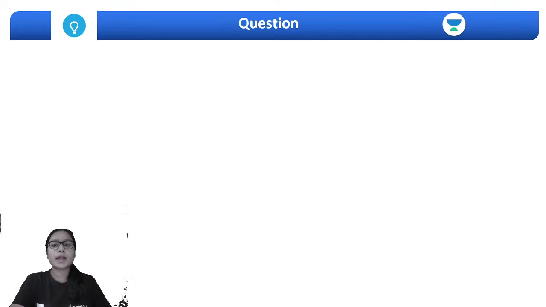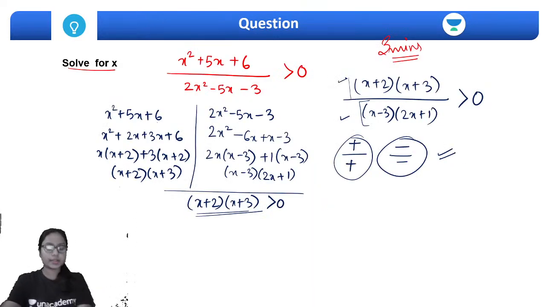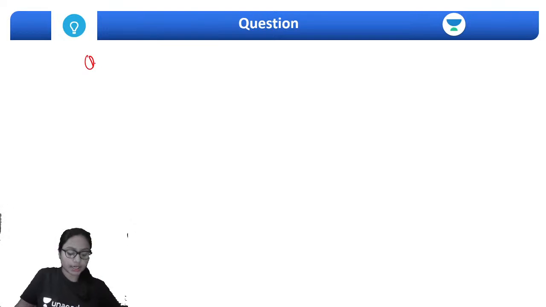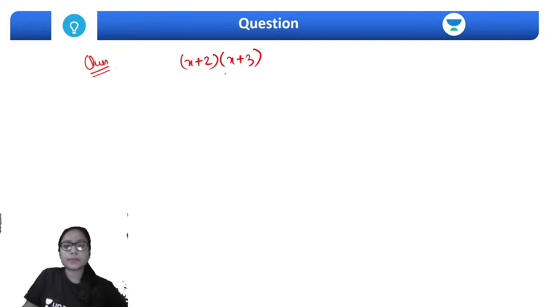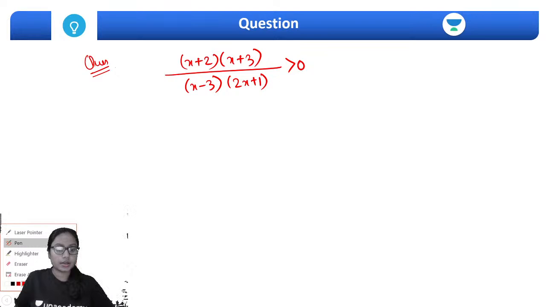Now let us go back to the question that we were discussing. Let me just rewrite this question. So we have got this. Till now we got that x by x plus 2 into x plus 3 upon x minus 3 into 2x plus 1 is greater than 0. Now we have to solve for x. Okay, let us do that.